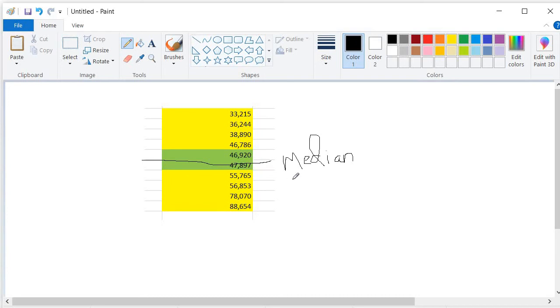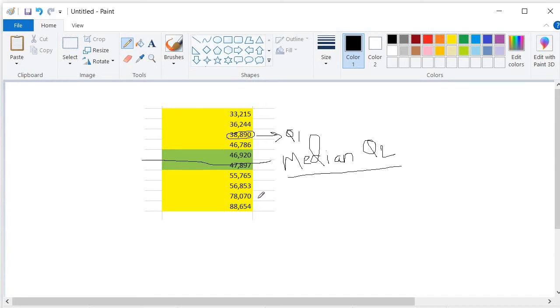Then we need to find quartile 1 and quartile 3. This median is actually quartile 2. So we need to find quartile 1 and quartile 3. Here you have 33215, 46920, then 36244, then 46786, and what is remaining is 38890. So this would be your quartile 1.